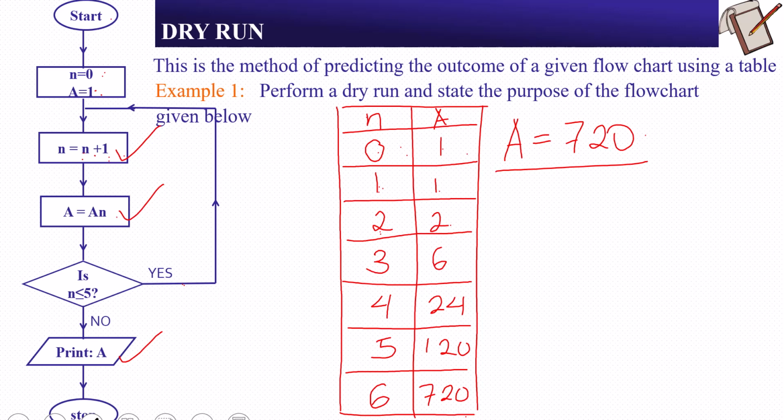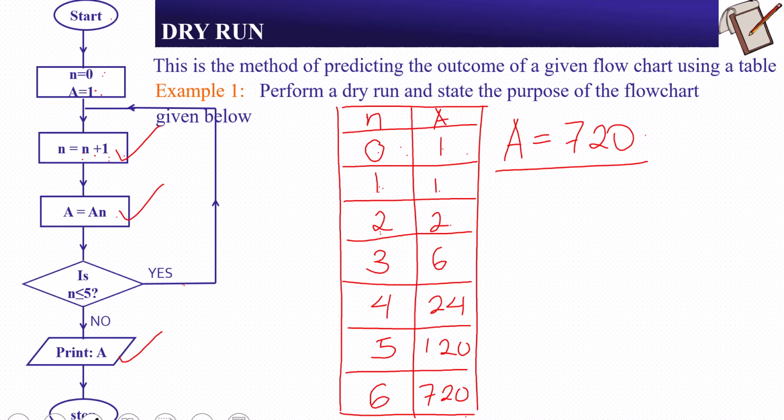To state the purpose of the flow chart, you must have performed the dry run. You look at the relationships of the values in your dry run, and then you can tell which relationship. For example, the relationship can be in form of powers. For example, you may find that to get A, you're powering n values. They can be mean, they can be sum, they can be multiples, they can be powers. So when you check the relationship here, you realize that these are factorials.